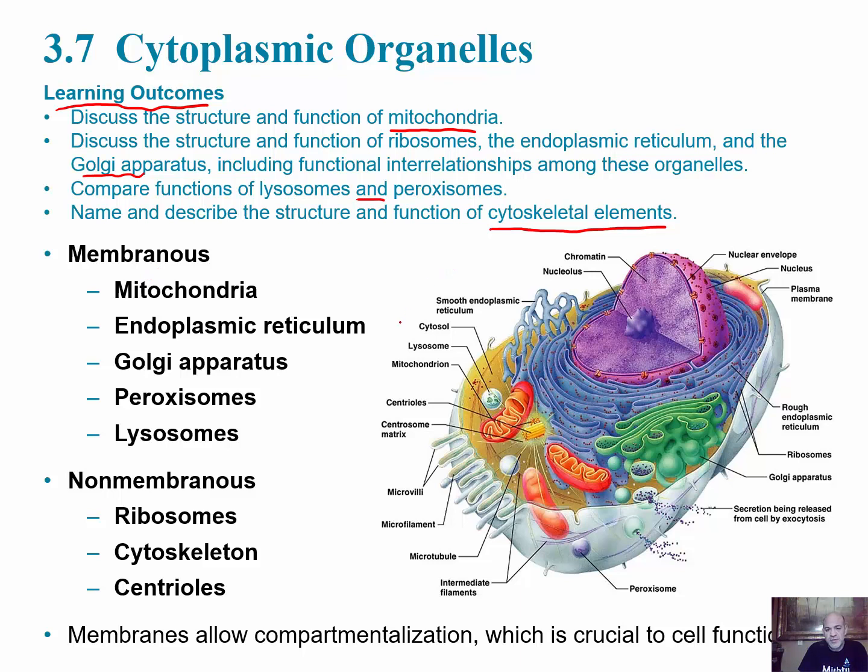As far as the organelles go, they're illustrated in the image on the right. They include the membrane-bound organelles: the mitochondria, endoplasmic reticulum, or reticula plural, Golgi apparatus, peroxisomes, and lysosomes. And then there's the non-membranous ones, including ribosomes, cytoskeleton, and centrioles. The membranes allow for compartmentalization, which is crucial to cell functioning. What that means is you can separate metabolic processes within the cell. And so we're going to explore every one of these organelles.